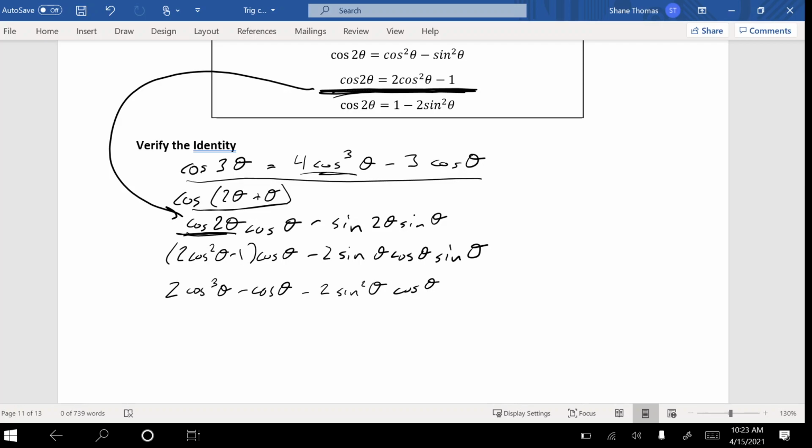Now, here I distributed to get 2 cosine cubed of theta minus cosine theta. Distribute the cosine through. So carry over. On the right side, over here, I multiplied this and this. I have 2 sines giving me sine squared. I just rewrote it. 3 is 2 plus 1, on the left side.